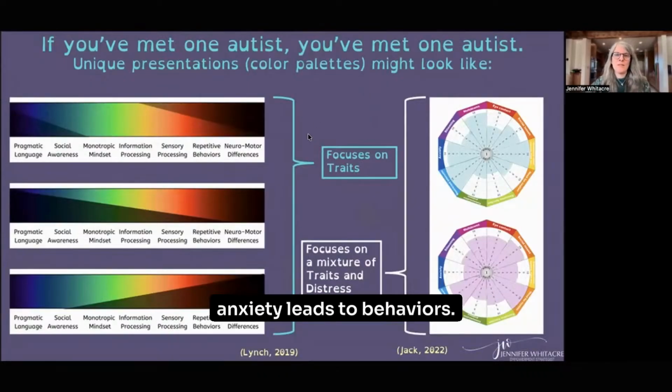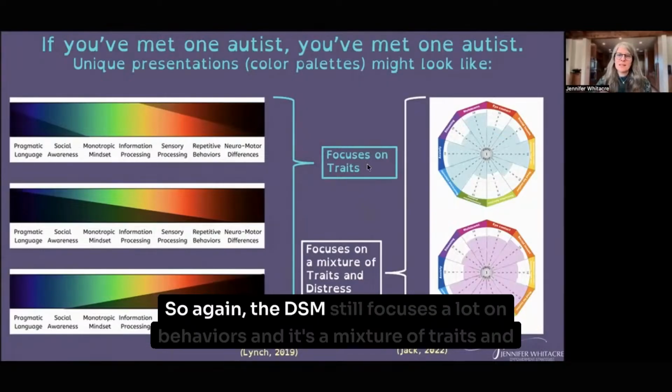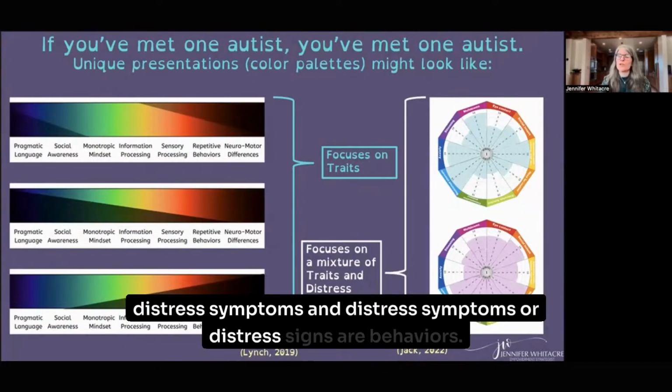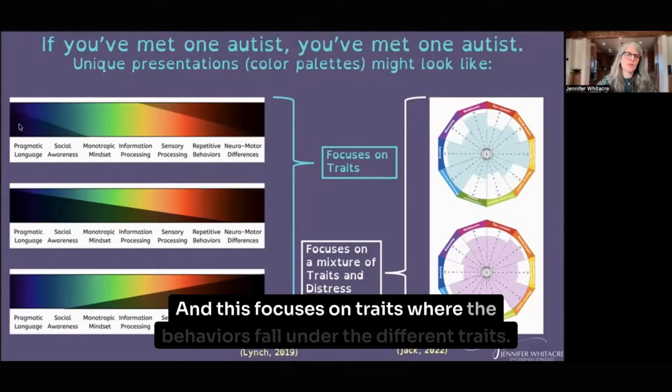Anxiety leads to behaviors. So again, the DSM still focuses a lot on behaviors, and it's a mixture of traits and distress symptoms. And distress symptoms or distress signs are behaviors. And this focuses on traits where the behaviors fall under the different traits.